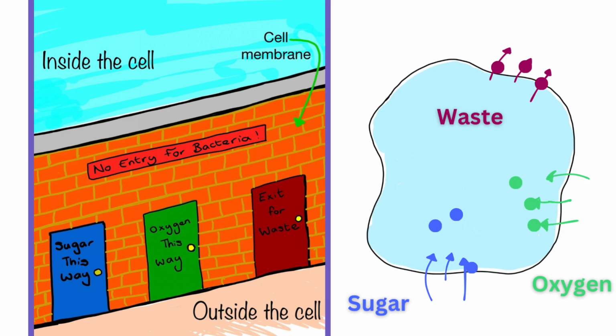And on this picture, you can see a picture of the cell, and the sugar and the oxygen molecules are moving into the cell through the cell membrane, and the waste is moving out. So the cell membrane is controlling what enters and leaves the cell.